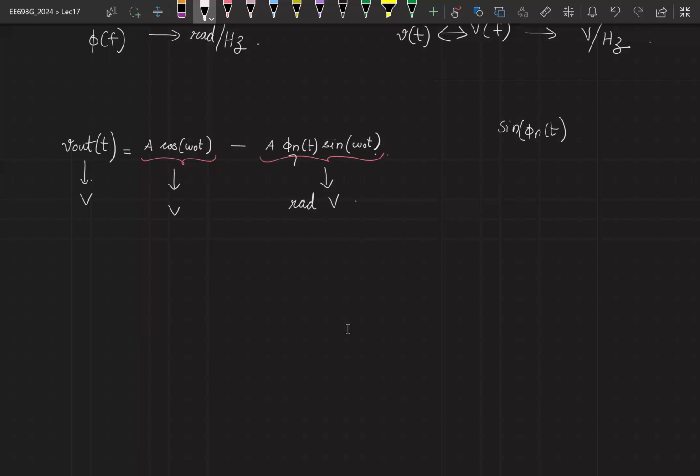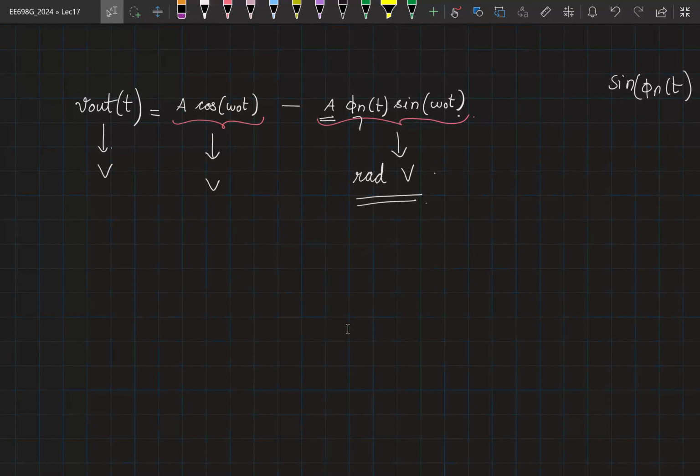We normalized it with the unit. We didn't normalize it to the unit. Sine of phi n of t became phi n of t. Sine of x, we gave x. Correct. So for the others who have not caught on yet, you agree the unit is radians into volt.